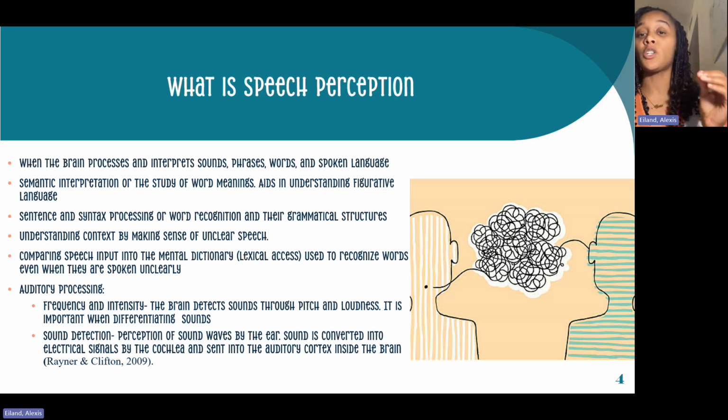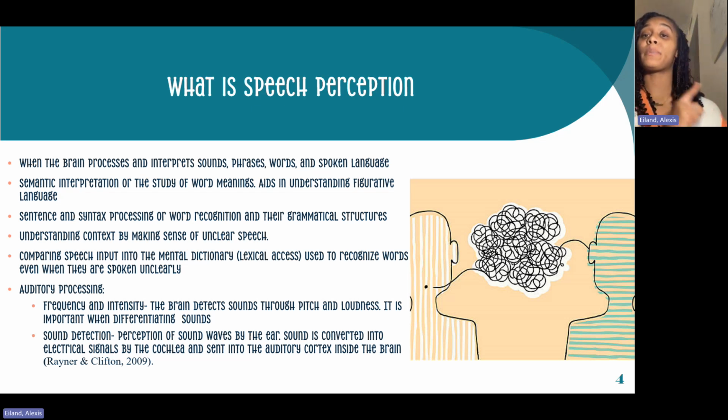And then moving on to auditory processing, which is huge in speech perception. So auditory processing refers to the frequency and the intensity that the brain detects sounds through pitch and loudness. It's also important when differentiating sounds. And then under that as well, auditory processing is sound detection, which is the perception of sound waves by the ear. So sound is converted into electrical signals by the cochlea and sent to the auditory cortex inside the brain.